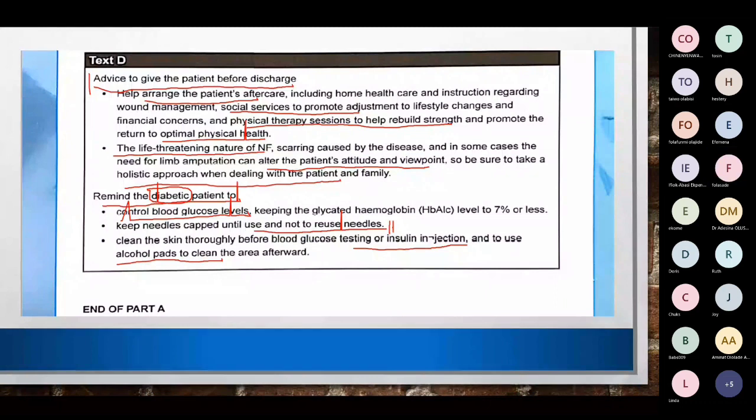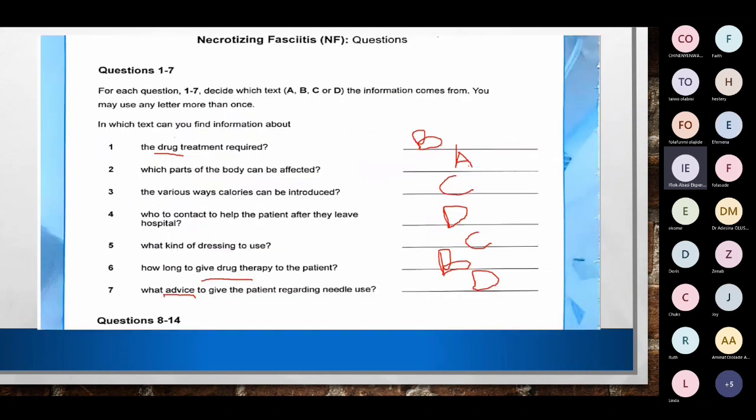Text D, lower than 7. Yes, I remember that. Under the section that says diabetic patients, keeping the growth, they can see 7%. Now, when you get the answer, go back and read the question so that when you put the answer in that question, you can see whether it will make sense. So let's come back and see whether 7% is the answer.